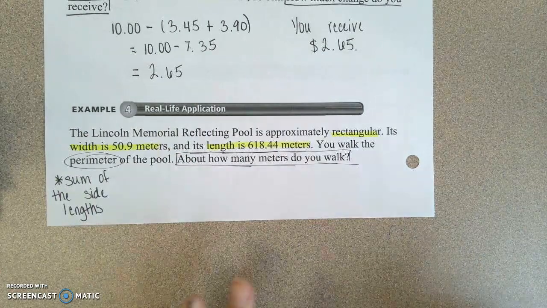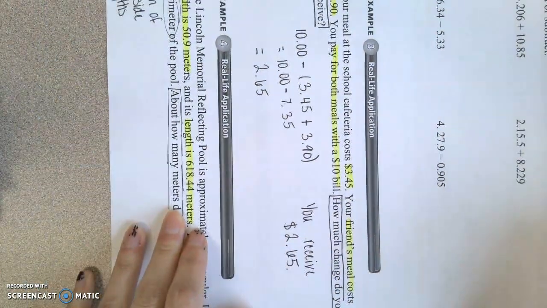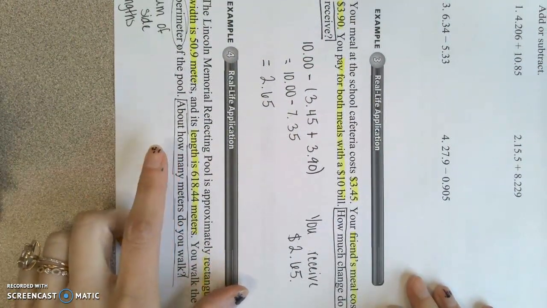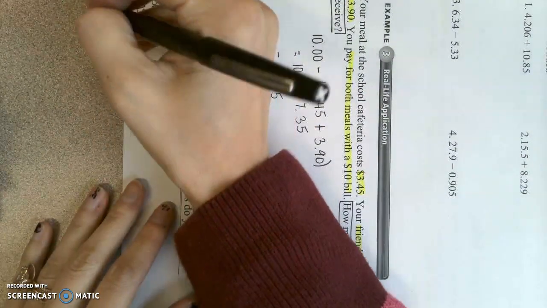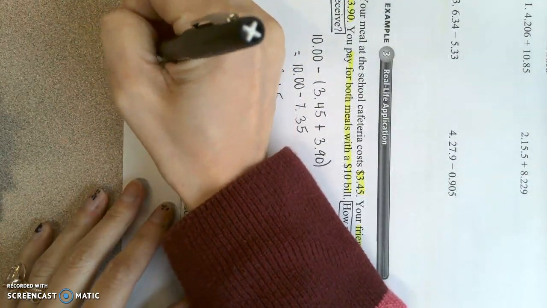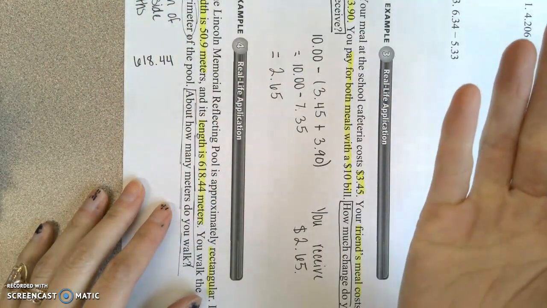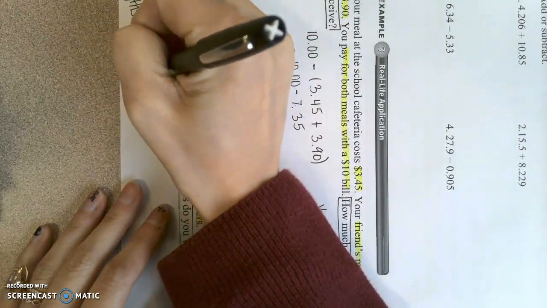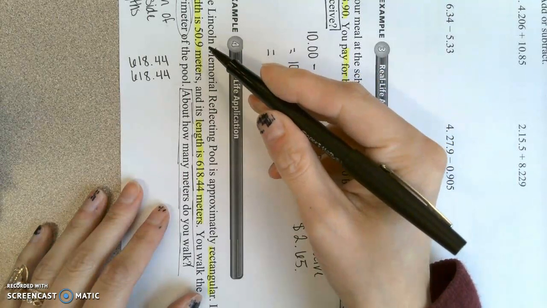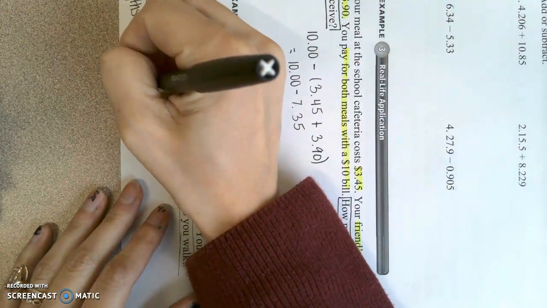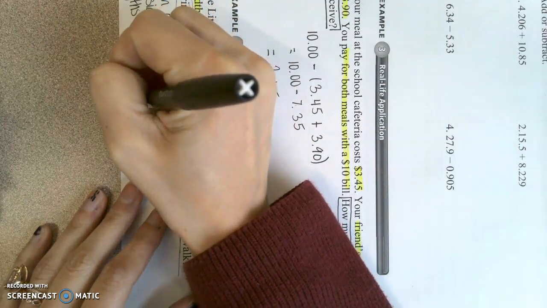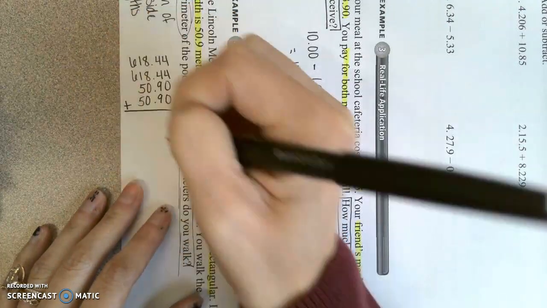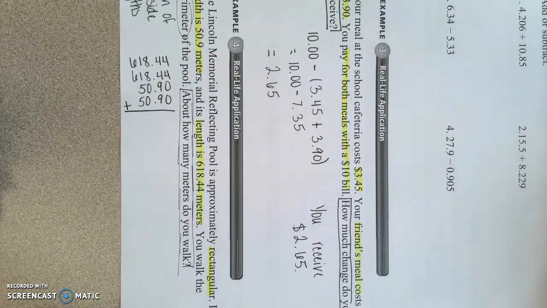So we're going to add up all of the side lengths. I know I didn't leave you much room on this one, so you may want to turn your paper sideways. If we're adding all of our side lengths together, we have the 618 4/400, and we do have two of those, because remember it's a rectangle, so the other side has that as well. Then we have the 50 9/10, and again, we're going to have two of those. So I'm going to add all four side lengths together. Go ahead and pause your video and add those four together.